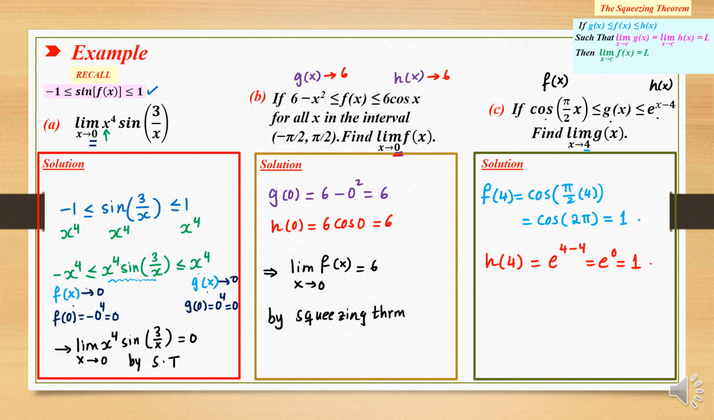So f of x goes to 1 as x goes to 4, and h of x goes to 1 as x goes to 4. So by the squeezing theorem, this implies that the limit of g of x when x goes to 4 equals 1 using the squeezing theorem.